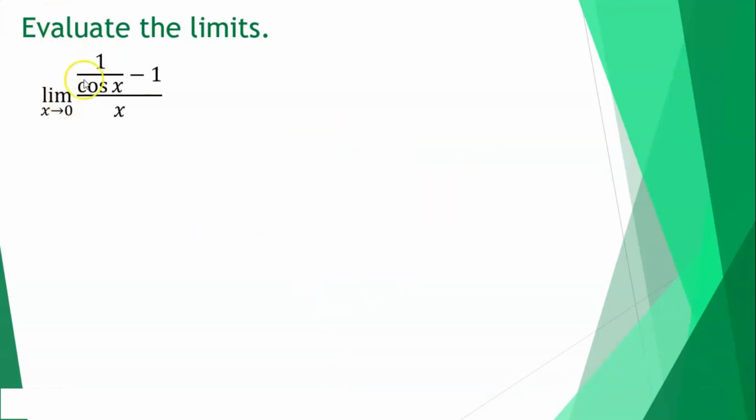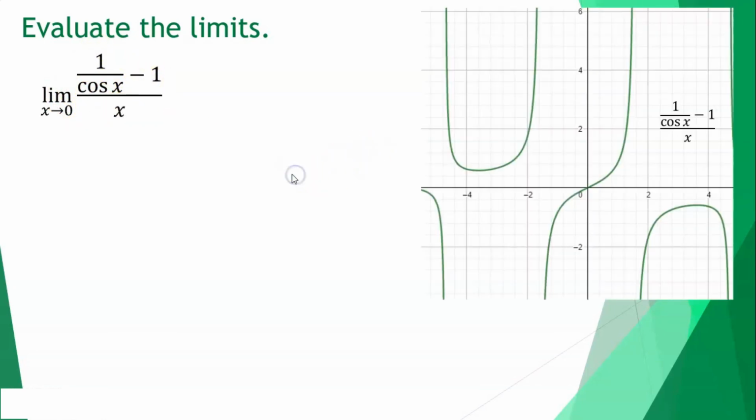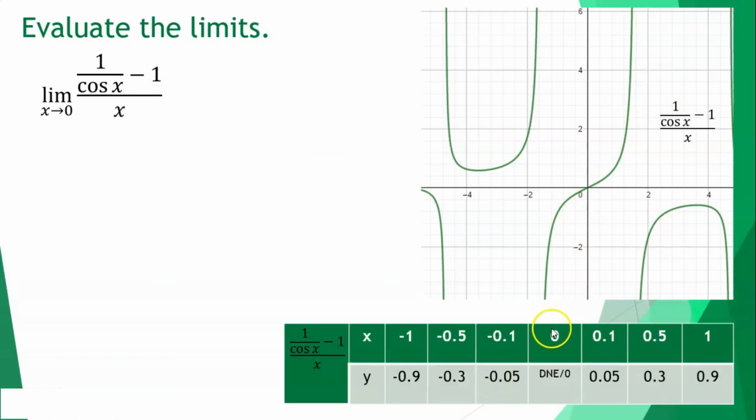What is the limit of 1 over cosine x minus 1 over x as x approaches 0? Take note, when we graph 1 over cosine x minus 1 over x, we will get this function. Making use of the table of values, if we substitute x with 0, that would become undefined, or it does not exist. Substituting x with the values here, we will get this value. The same thing for the values of x to the right of 0. So this will be the value for y.